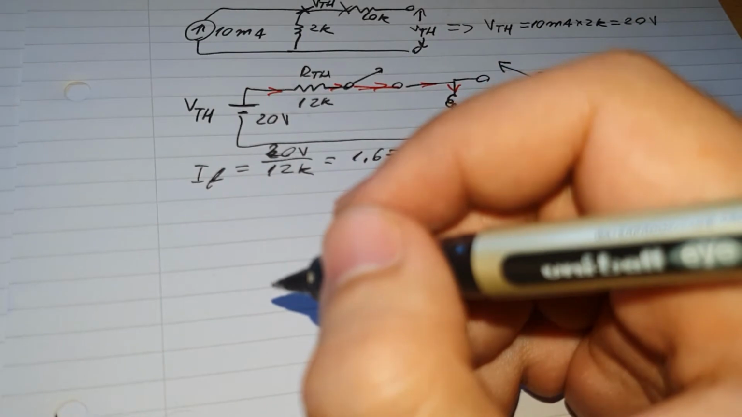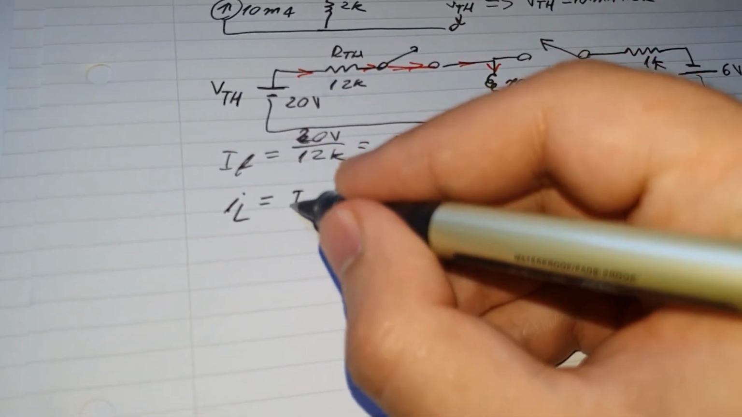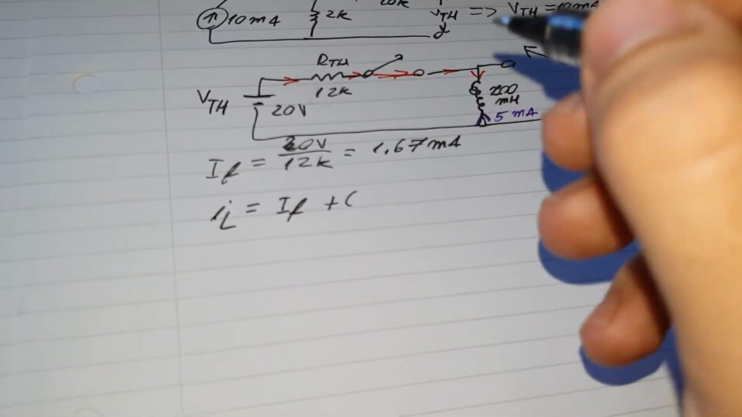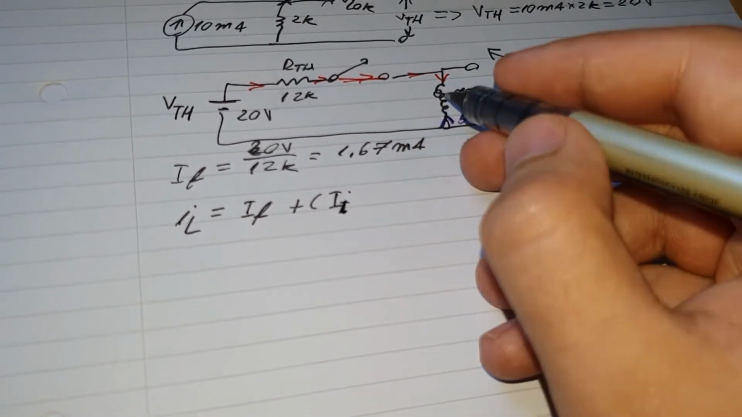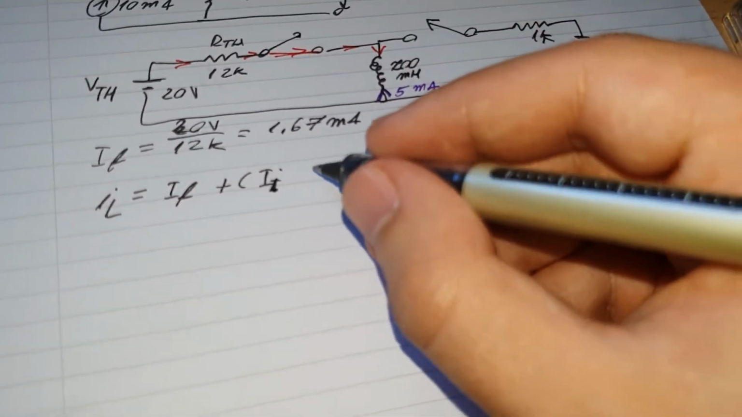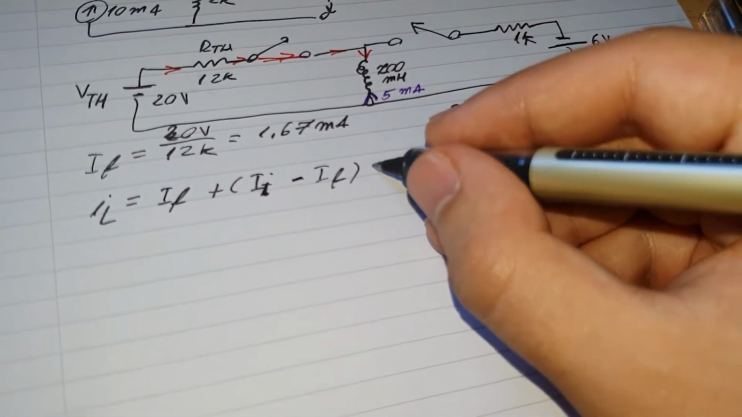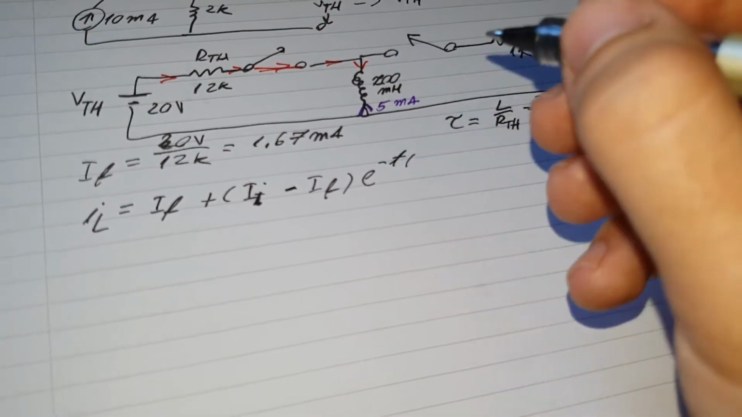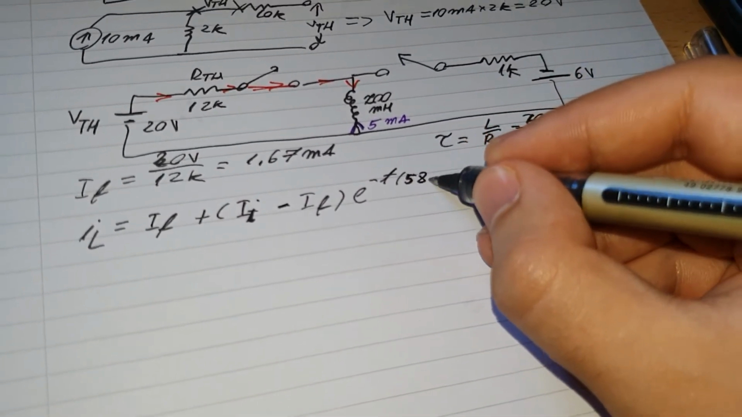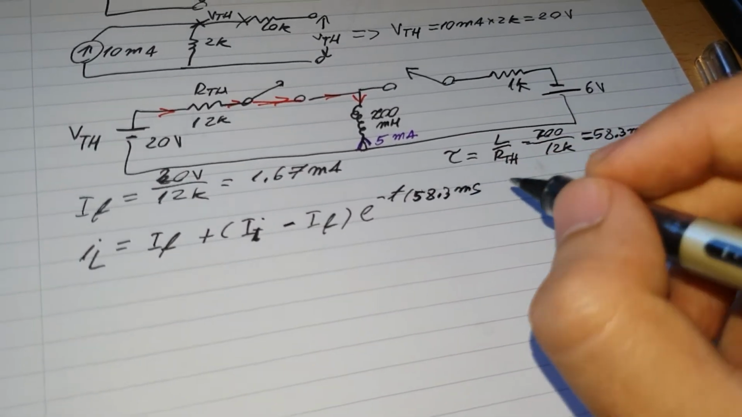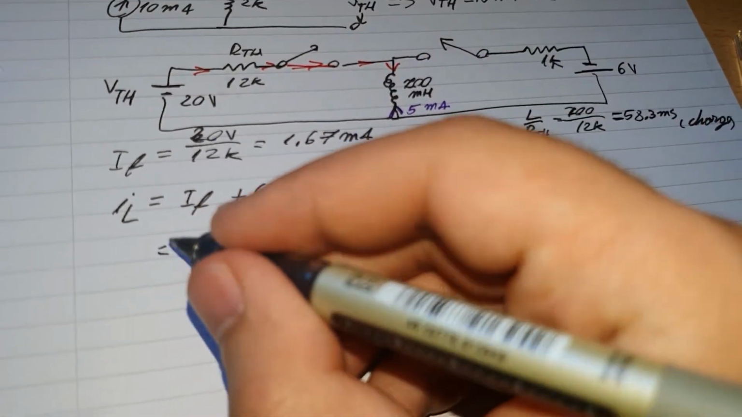Now let's calculate IL. As you know from the formula, it will be IF plus, and then II, the current inside the inductor, which we know is 5 milliamps, but that's not right yet, minus IF again, and then close it, and then we add the exponential of time, so 58.3 milliseconds, because there's the time constant in here. All right, now let's put in the values that we have.